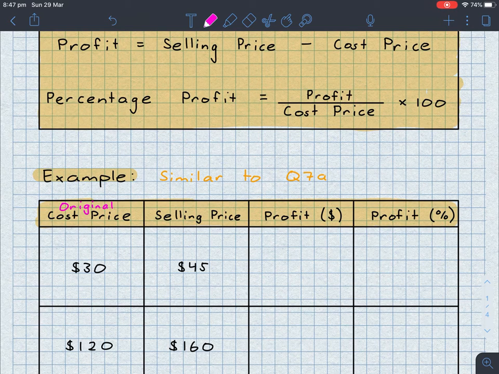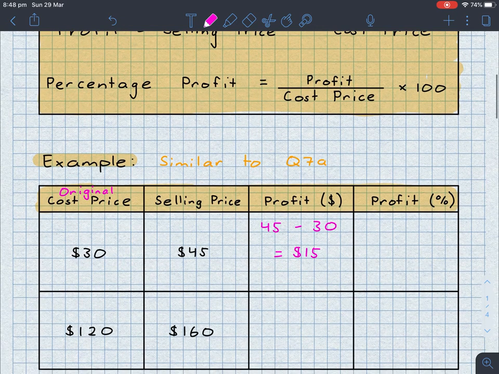So let's look at how all this works. Profit, we see in this formula at the top of the page, is selling price take away cost price. So if we have, let's say this is, I don't know, a pair of sunnies that a store buys for $30, but when they sell it for $45. So the profit that they've made is what they sold it for, take away what they paid for it. So they end up with $15 profit because that's the extra between 30 and 45.